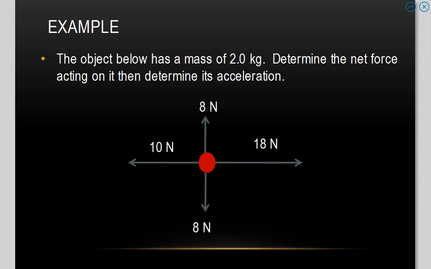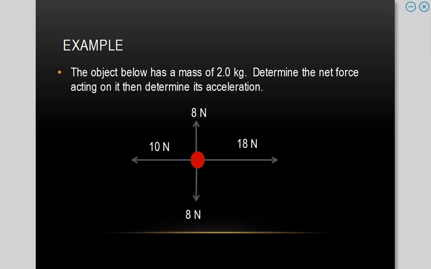So, you guys can try this one. As an exit slip, try this one. All right. So let's take a look. So F net y, 8 plus negative 8, 0. And F net x, 18 plus a negative 10.